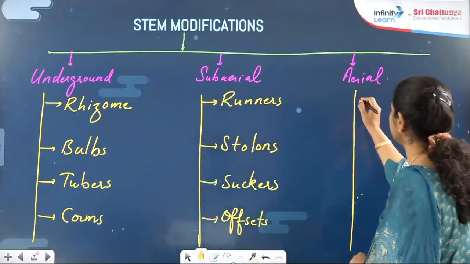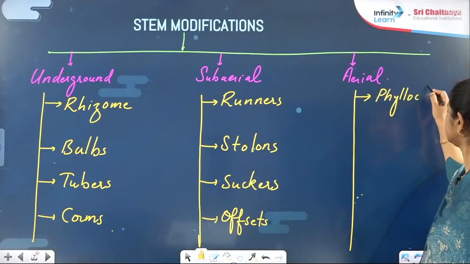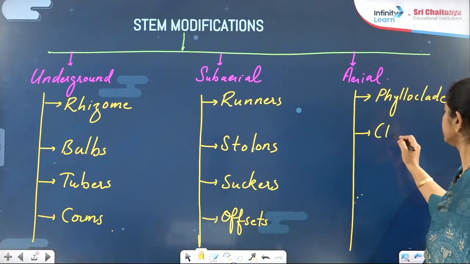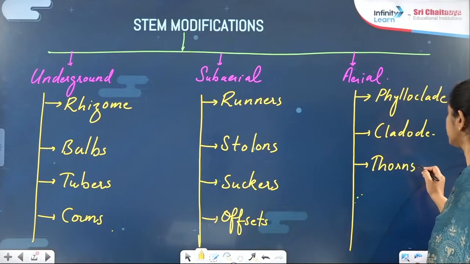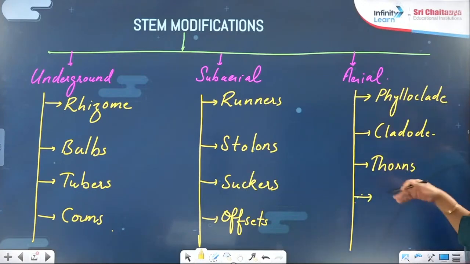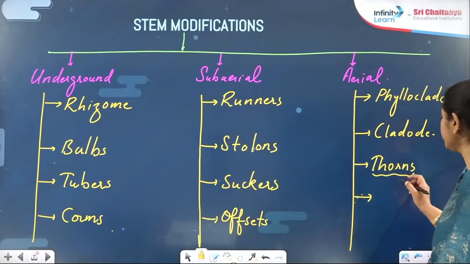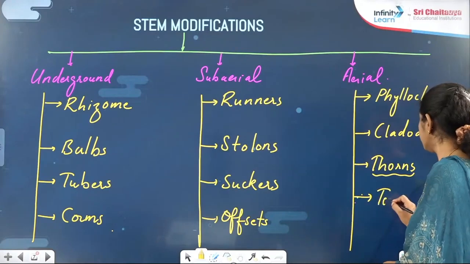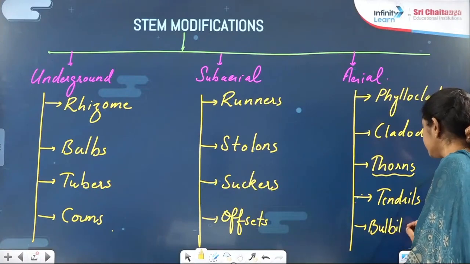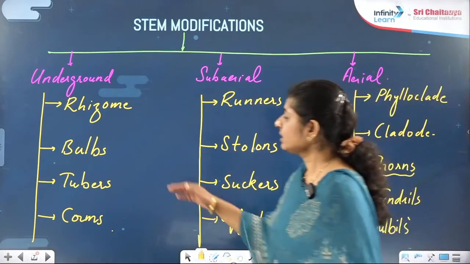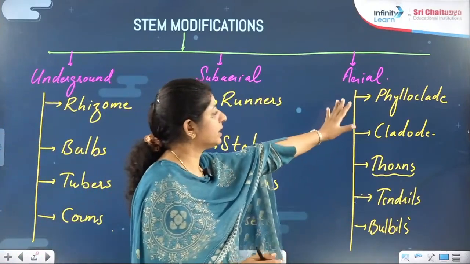And here in aerial, we will take the concept of the phylloclade, cladode, thorns, right? See, I am not writing spines here because spines are the modification of leaves. Here, these are the thorns, to remember this thing. Then we will even discuss the tendrils, and even the volvules. So these are the various underground stem modifications, these are subaerial stem modifications, and these are the aerial stem modifications, right?